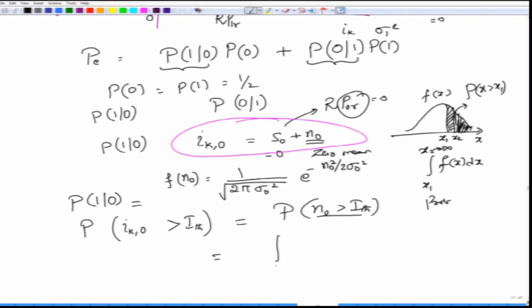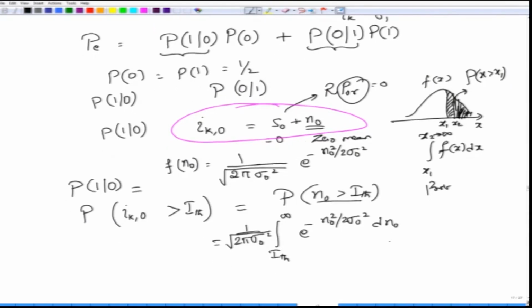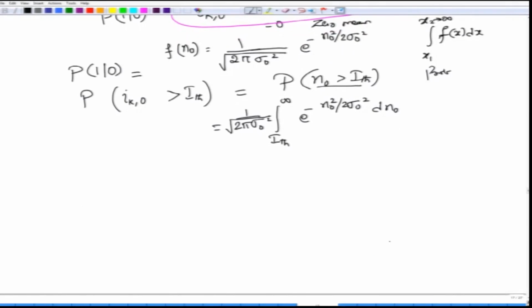So, this is actually given by the integral from ITH to infinity, that is, the noise current will be greater than the threshold current, of 1 by root of 2 pi sigma 0 square, which I forgot to put in over here, and then e to the power minus n0 square by 2 sigma 0 square dn0. Of course, n0 you recognize is just a dummy variable. I could have written x here and nothing would have changed.